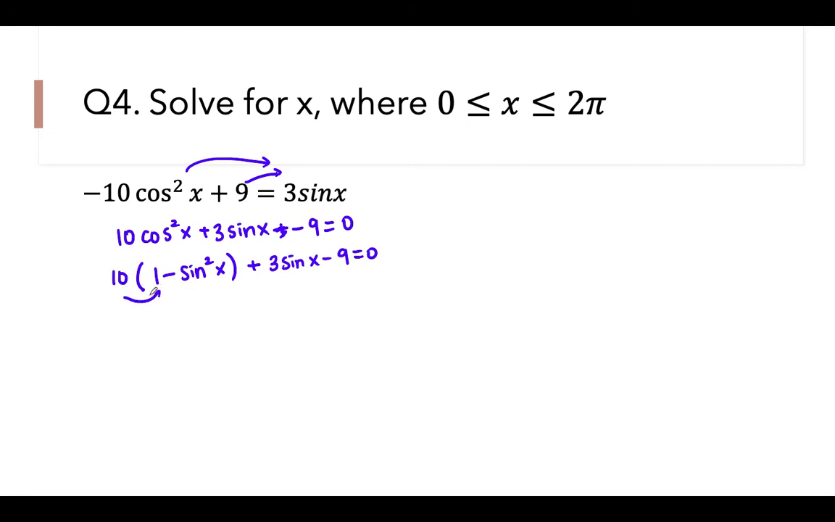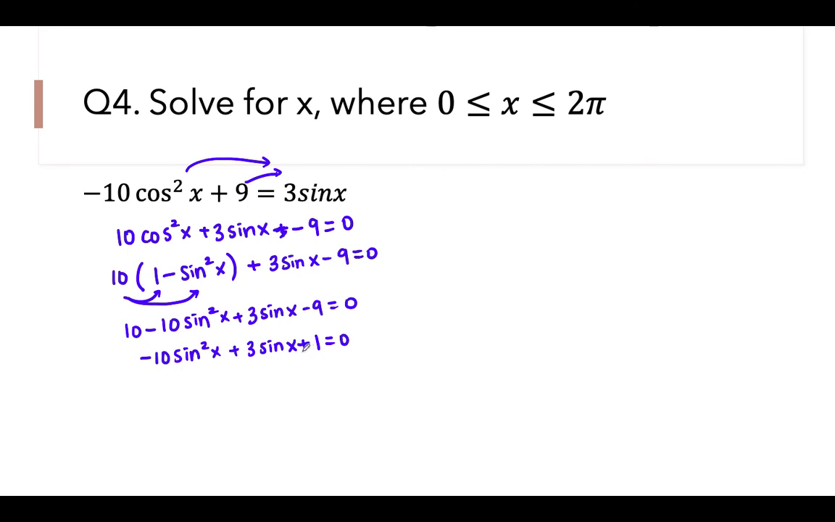So let's open it up. Let's do the distributive property. So 10 minus 10 sin squared x plus 3 sin x minus 9 equals 0. So I'm going to collect the like terms. 10 minus 9 is 1, so it's going to be negative sin squared x + 3 sin x + 1 equals 0.